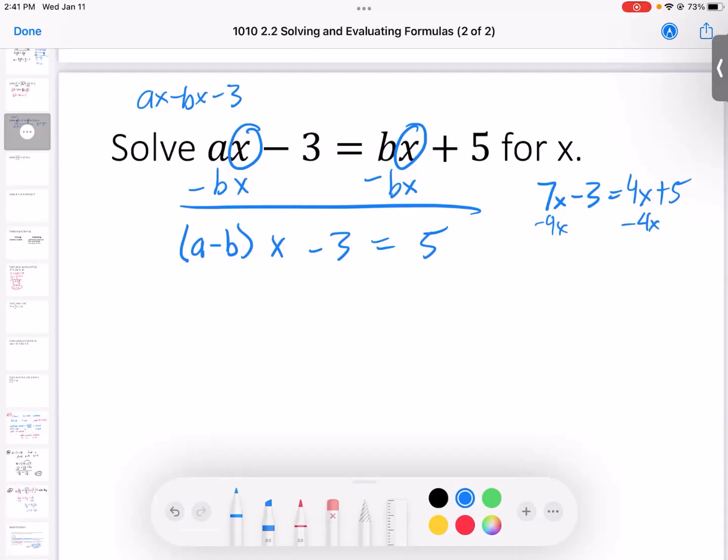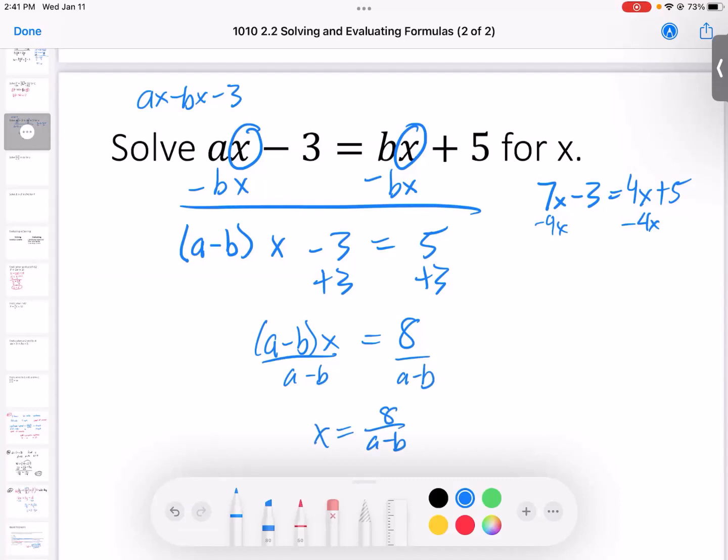But in either case, the goal is to get it so that you just have one x instead of having two x's. And then from there, you just say, okay, well, I have this number times x minus 3 equals 5. To get x by itself, I'd add 3 to both sides, which tells me A minus B times x equals 8. And then whatever this number is, if I want to get x by itself, I'm going to divide both sides by it. So I divide both sides by A minus B, and that would give me x equals 8 over A minus B. So that's how you could do that one.